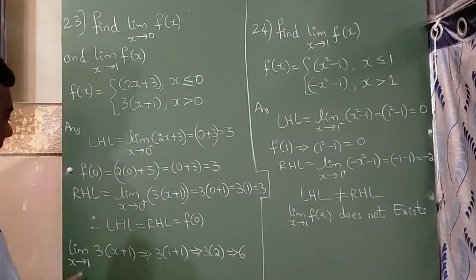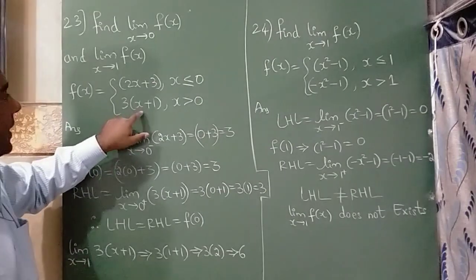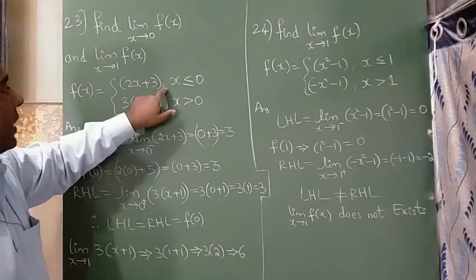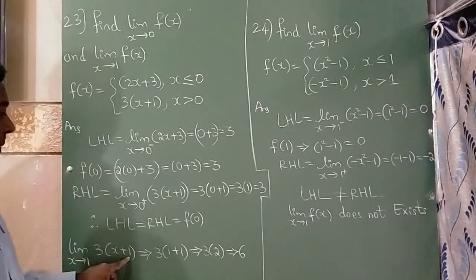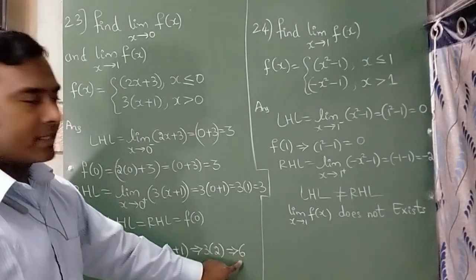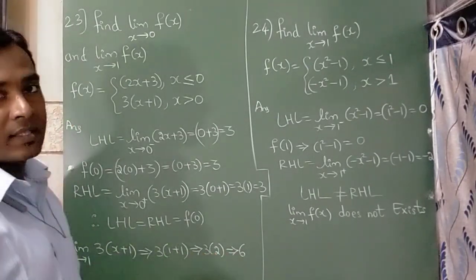Now limit x tends to 1. I have taken this. Why? Because when x tends to 1, it is greater than 0. You cannot take this one. So 3 into x plus 1. 3 into 1 plus 1 is 2. 3 twos are 6. This completes your answer.